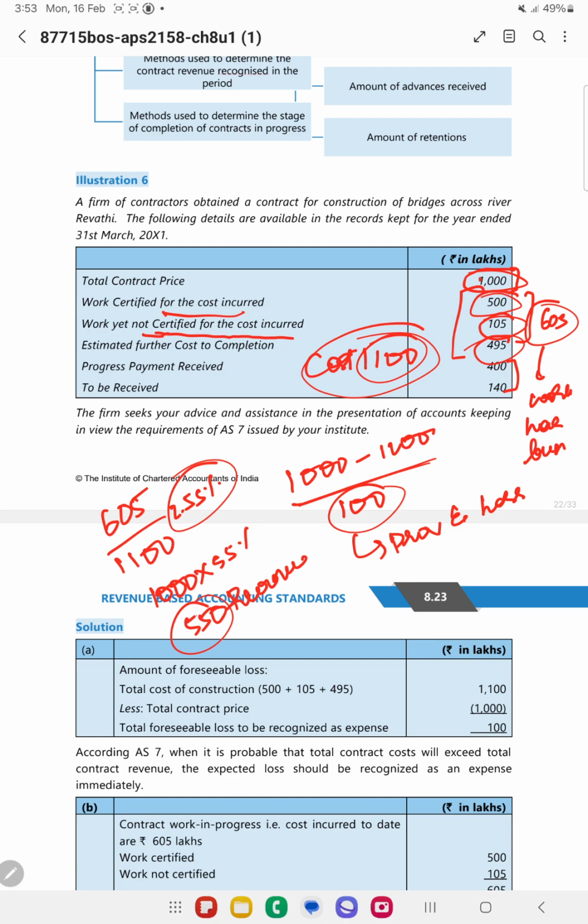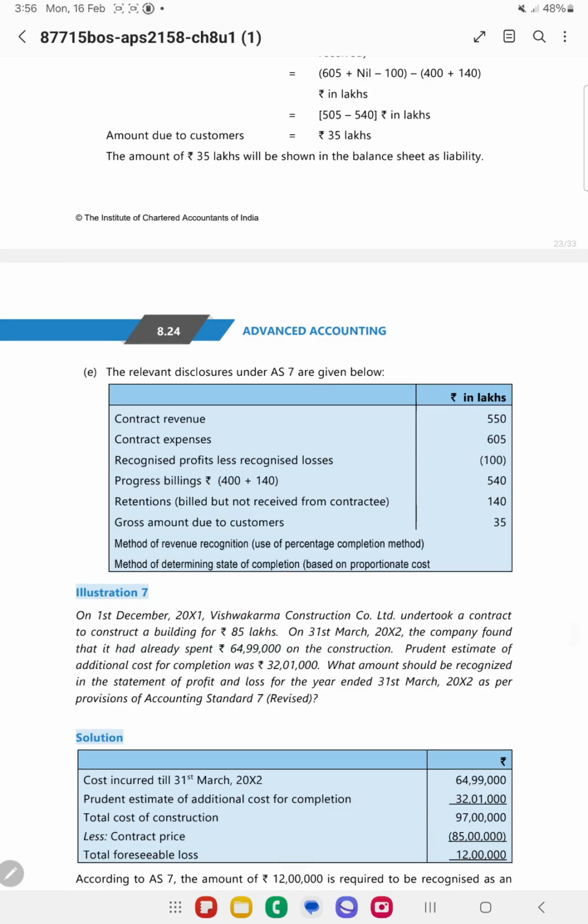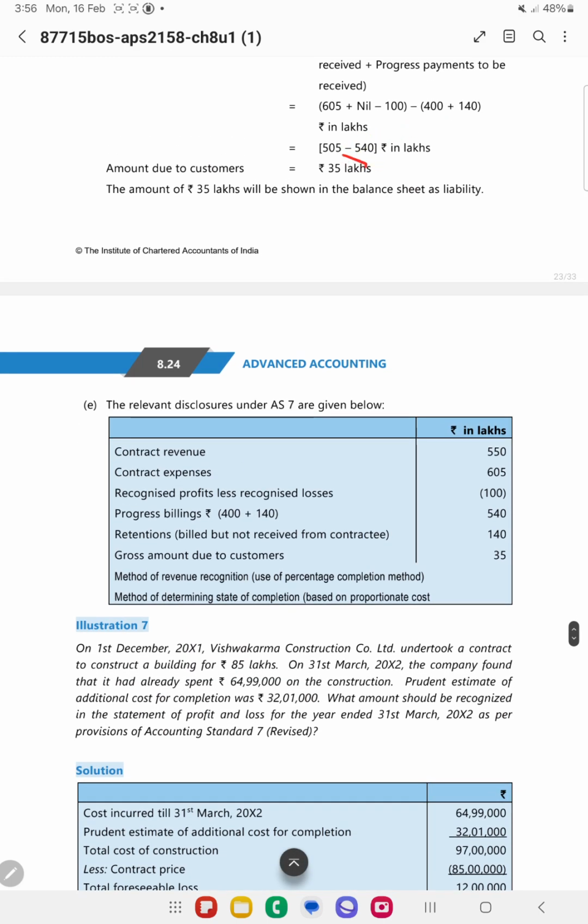Now basically 605 is the amount, right? 605 is the amount, out of which there is a loss of 100. Okay, so now there is a progress payment, whatever is received, that I need to deduct. So then 140 I need to deduct. So 35, whatever amount is there, that is due from the customer. So basically 35 lakhs will be shown as a liability, so it is a due to the customer.